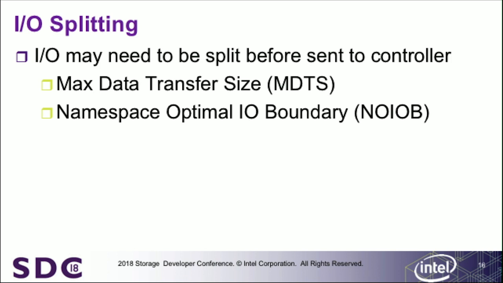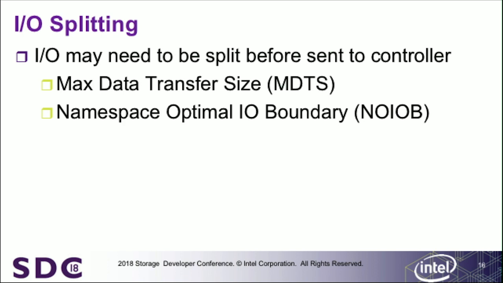I/O splitting. This is one that we actually spent quite a bit of time discussing early on: those cases where the I/O has to be split before it's sent to the controller. There are a few different times where this happens. One is max data transfer size. Another is namespace optimal I/O boundary.